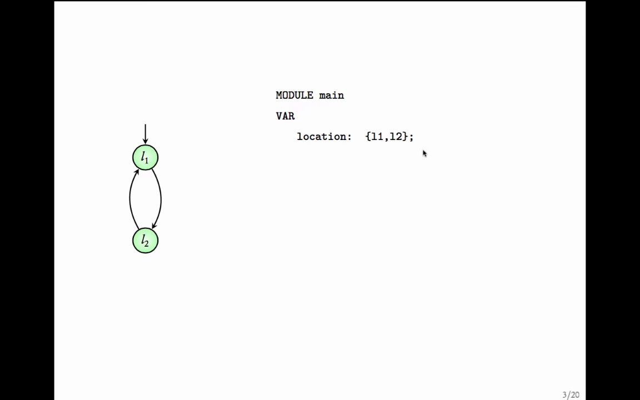So far, this description says that the model has states given by location equal to L1 and location equal to L2. It now remains to describe the transitions. This is done by the assign block. Firstly, we have to specify that L1 is the initial state. So, the initial value of the variable location is L1.